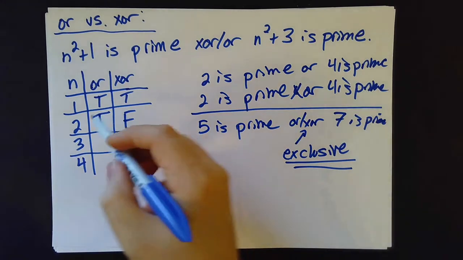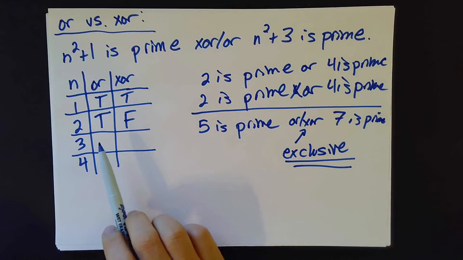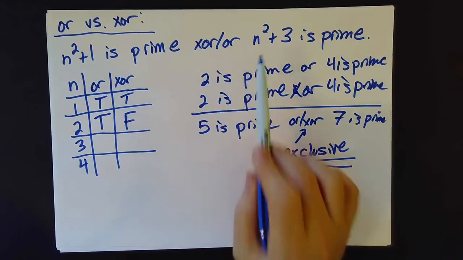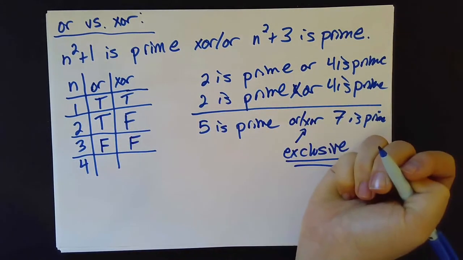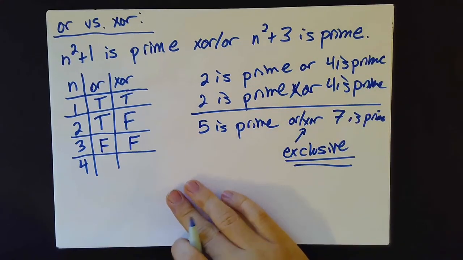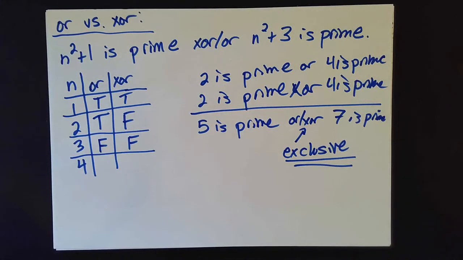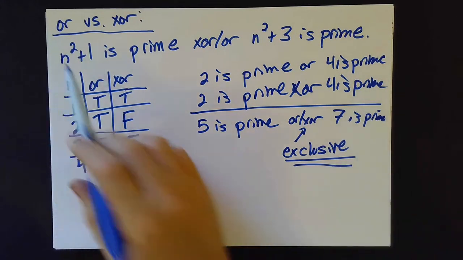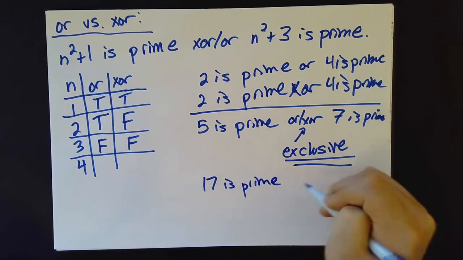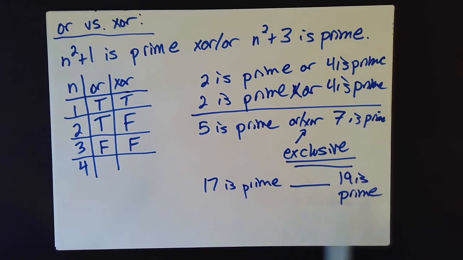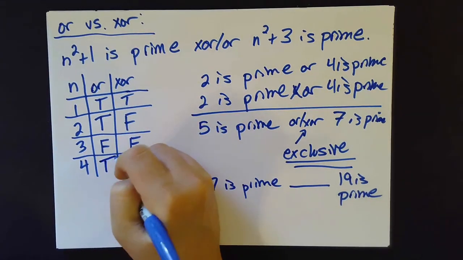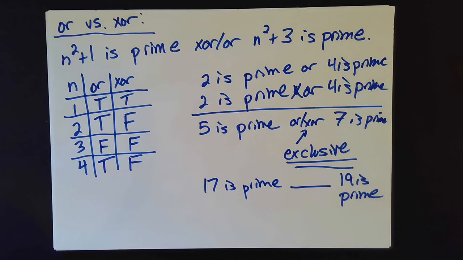Okay, if you continue on, let's just finish filling out this table. If I plug in 3, I get 10 is prime, XOR slash OR, 12 is prime. Both of those pieces are false, and so that means both the OR statement and the XOR statement, they're both false. And in this last line here, where I write down 4, I end up with 17 is prime, and then OR or XOR, and then 19 is prime. Okay. These statements are both true, and so the OR statement is true, but the XOR statement is false. Okay, questions about that? Do we understand what I did there with all of that?